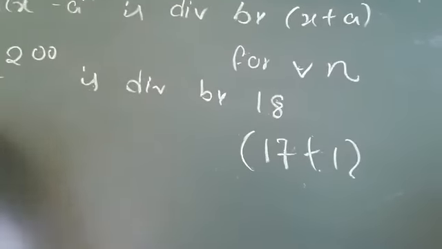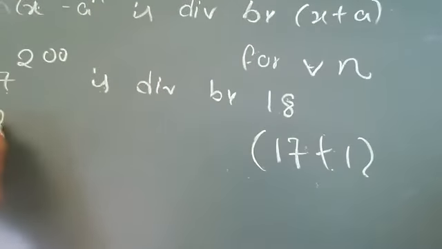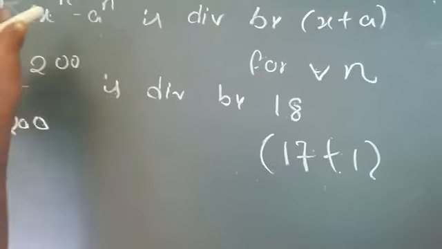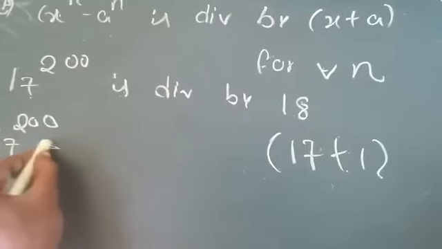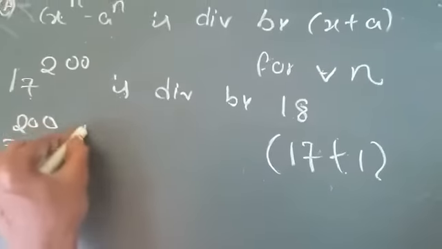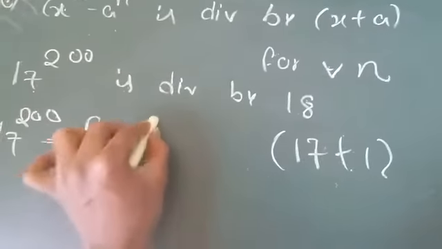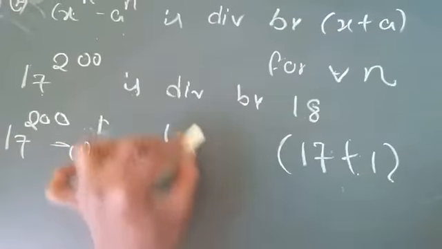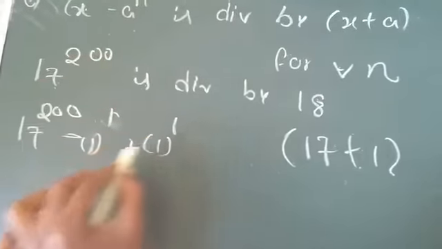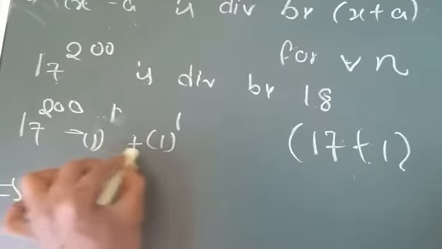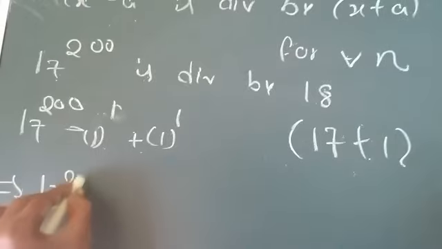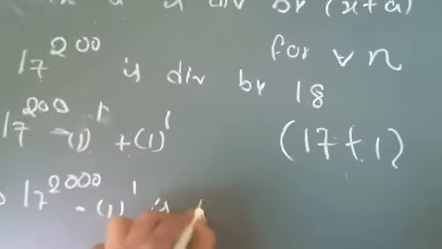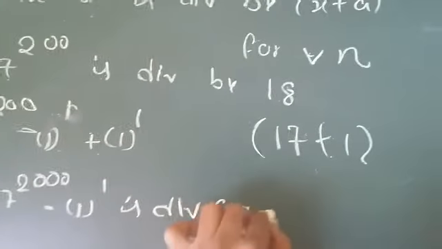Here you have x power n as 17 power 2000, but you don't have minus a power n. So to convert this question into this form, let us add minus 1 power n plus 1 power n. Take n as 1. If you cancel these two terms, the remaining thing will be the same as the formula. So 17 power 2000 minus 1 power 1 is divisible by 17 plus 1.